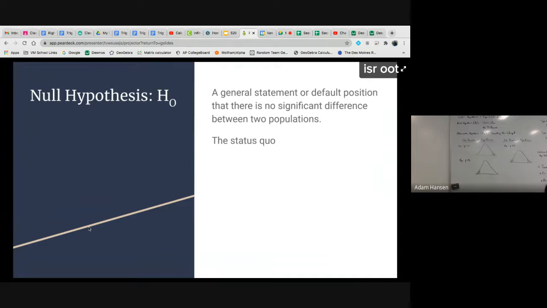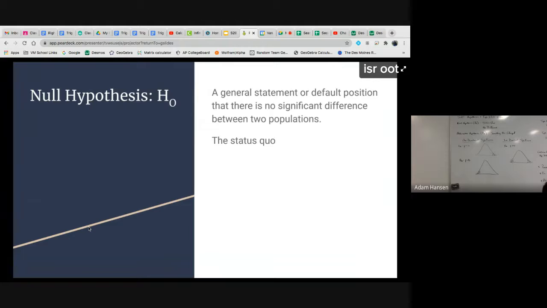So the null hypothesis is one of 2 hypotheses we're going to be writing throughout the rest of the semester. The null hypothesis, its notation, is given by H sub O, or H naught. Sometimes I just call it the ho.